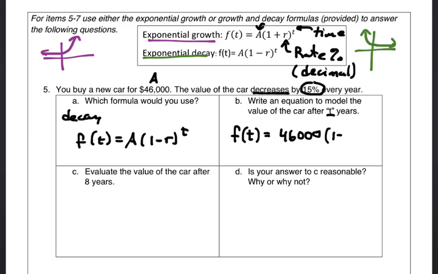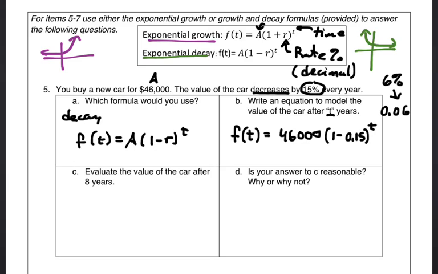We have 1 minus r, and r is our rate. And since it's 15%, we're going to put 0.15. You always move the decimal twice to make it not a percent anymore. So like if it was 6%, the decimal for that would be 0.06 because you have to move the decimal twice. And then t goes right there.